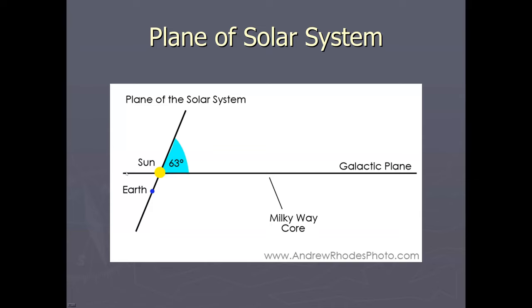Now if we are looking at the side view of the Milky Way, the Milky Way would be represented by this horizontal line. And the Milky Way core will be in the middle here, okay? However, our sun is located near the edge of the Milky Way. And the nine planets that circle around the sun, the plane of the solar system is tilted at a very high angle, 63 degrees. So these created some interesting things when we try to observe the Milky Way.